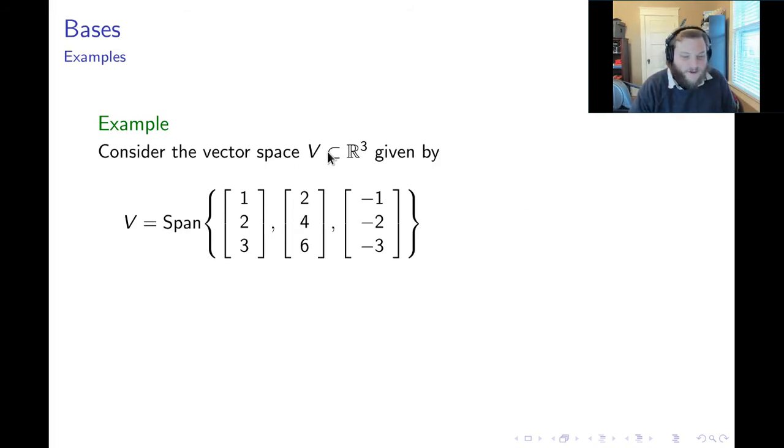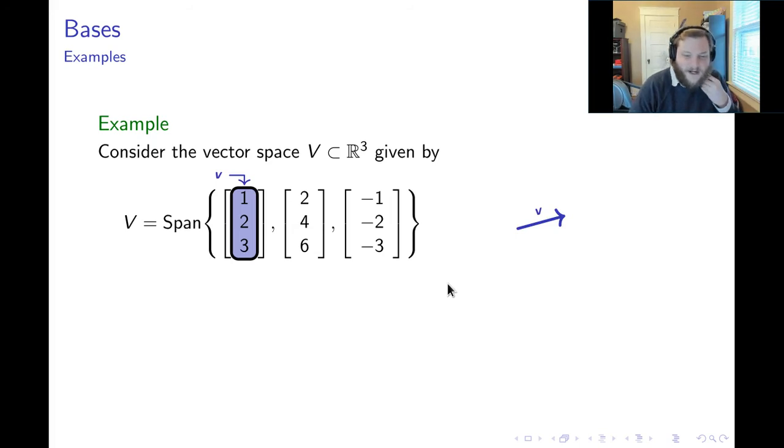Okay, so let's see an example here. Here, we're defining a vector space V as the span of this list of 3 vectors. Now, let's take a close look at these 3 vectors and see if there's anything intelligent we can say about them. Well, if we look at the first vector, it's 1, 2, 3. So this is a vector in R3. And if we look at the second vector, it's 2, 4, 6. Well, that's related to the first vector. This second vector is twice the first vector. And the third vector on the list is -1, -2, -3. That's -1 times the first vector.